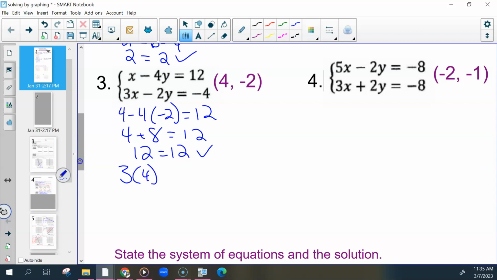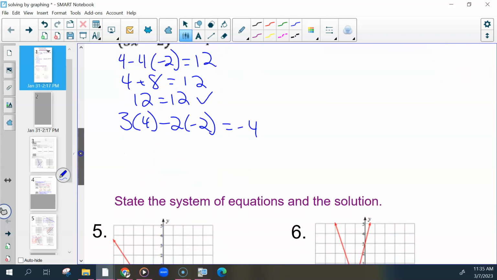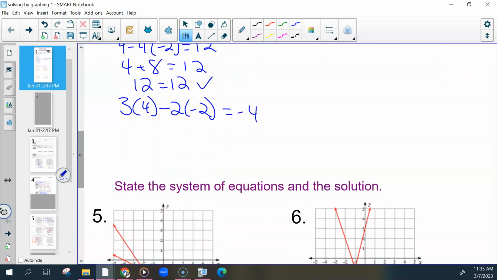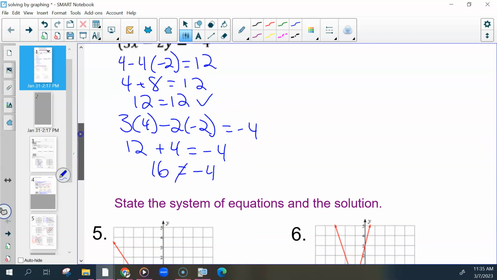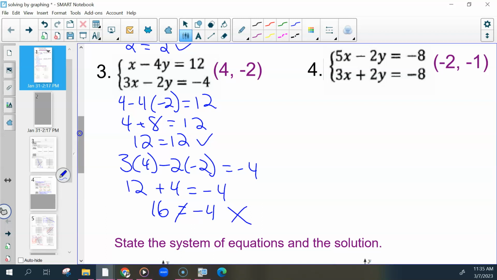So 3 times 4 minus 2 times negative 2 equals negative 4. So we have 12 plus 4 equals negative 4. 12 plus 4 gives us what? 16, which is not negative 4. So this one does not work. So this cannot be the solution. Questions on how that works?